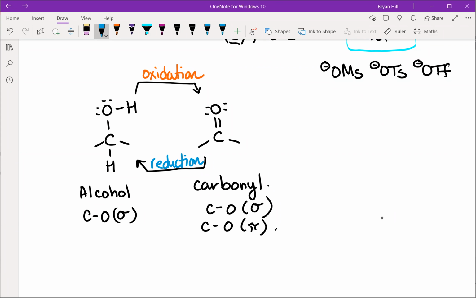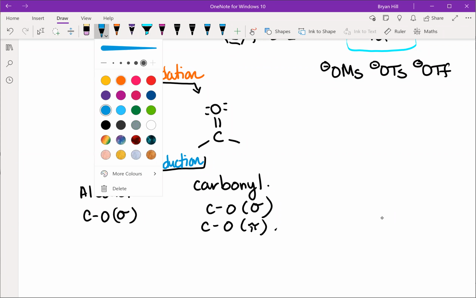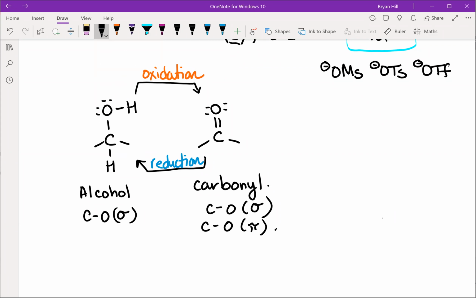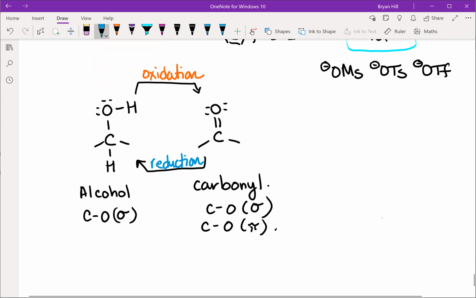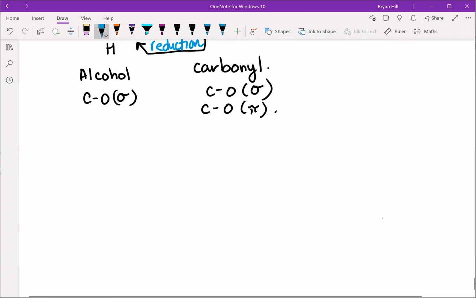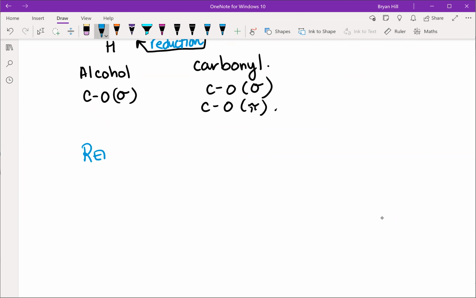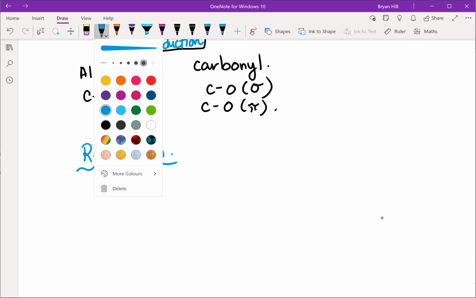Let's talk about reductions first, because we've seen some of the reagents that are involved in reductions. Okay, so let's do some reductions. So what carbonyl compounds are we talking about? I guess that's the first thing we should talk about.